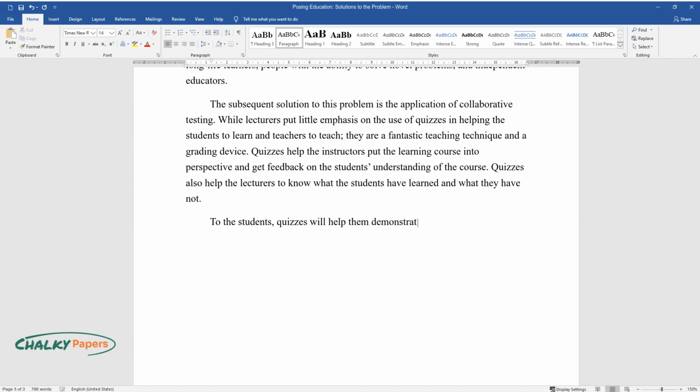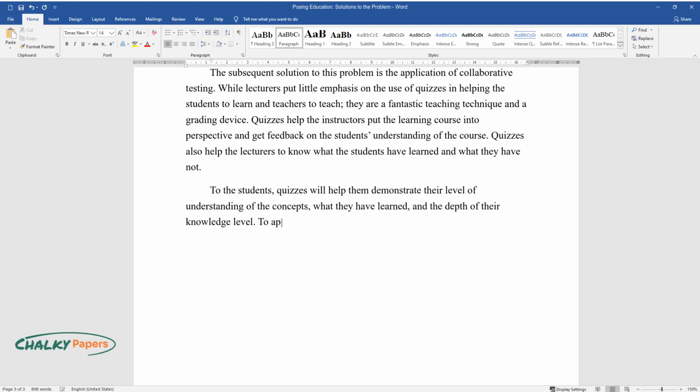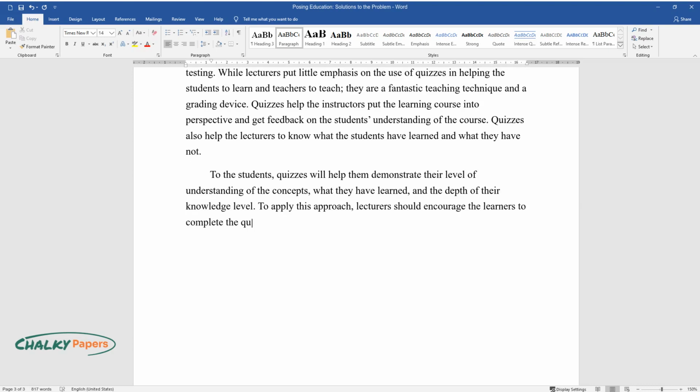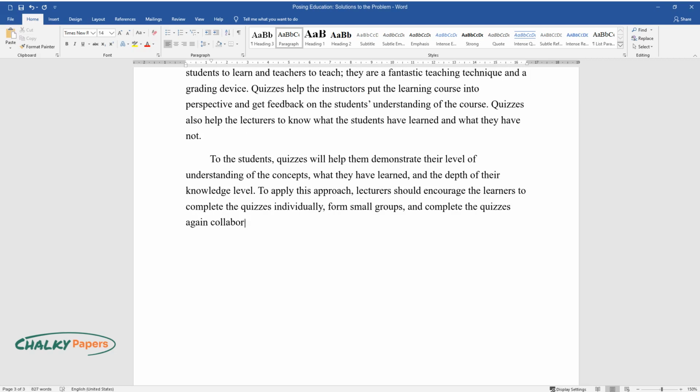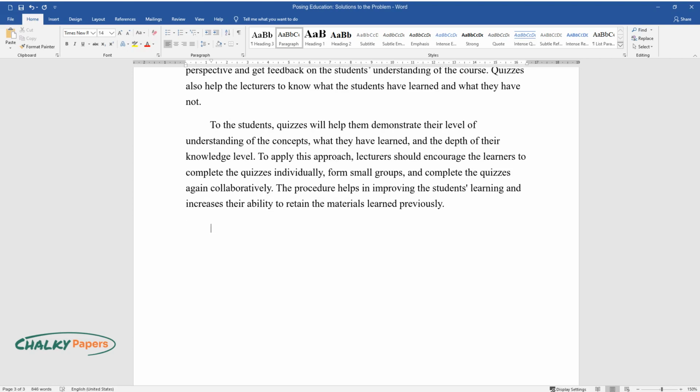quizzes will help them demonstrate their level of understanding of the concepts, what they have learned, and the depth of their knowledge level. To apply this approach, lecturers should encourage the learners to complete the quizzes individually, form small groups, and complete the quizzes again collaboratively. The procedure helps in improving the students' learning and increases their ability to retain the materials learned previously.